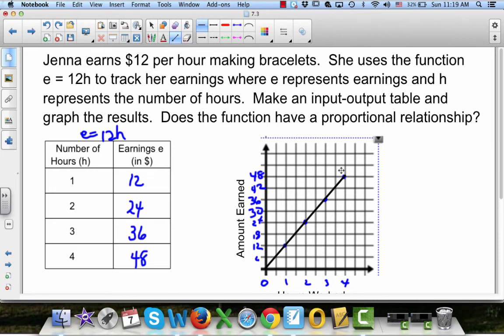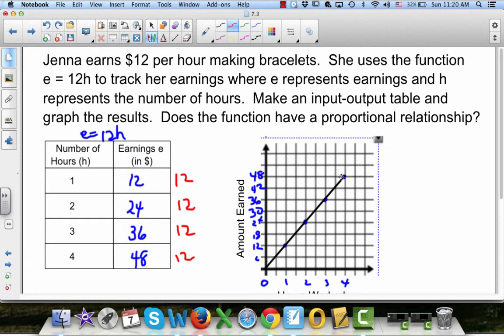Okay, now, does the function have a proportional relationship? Come over here. 12 divided by 1 is 12. 24 divided by 2 is 12. 36 divided by 3 is 12. And 48 divided by 4 is 12. So it is proportional.